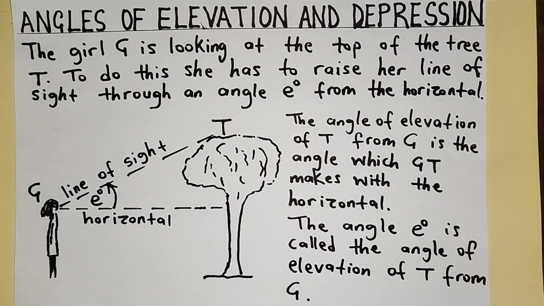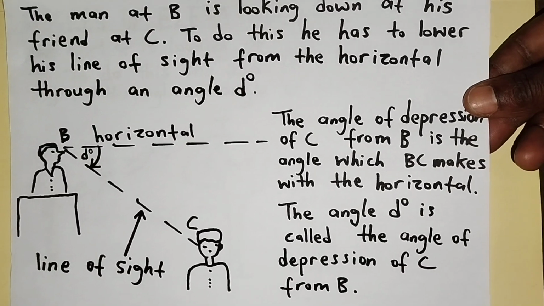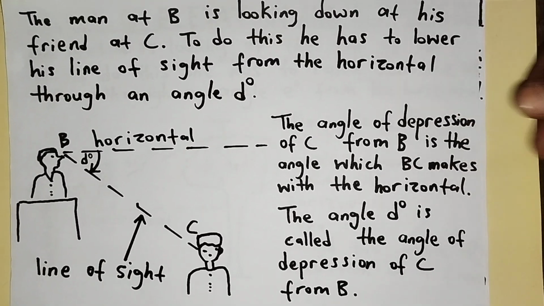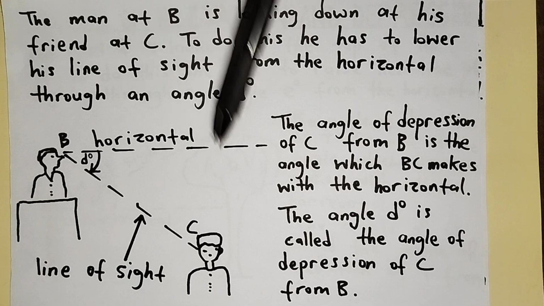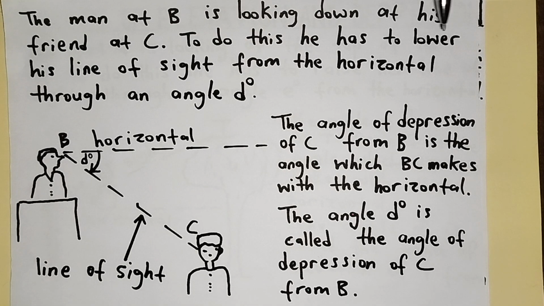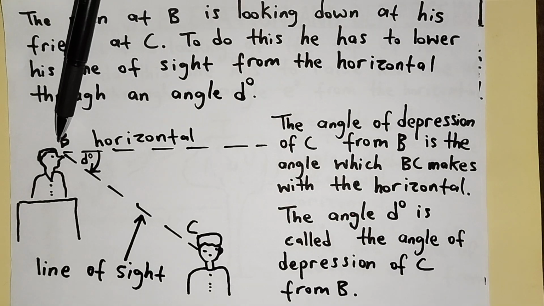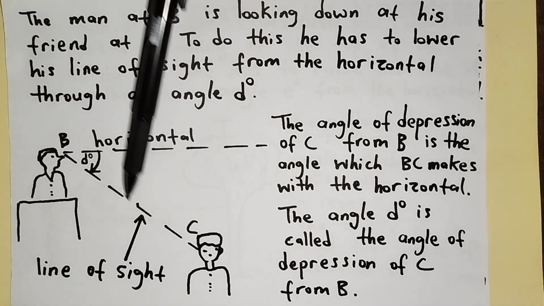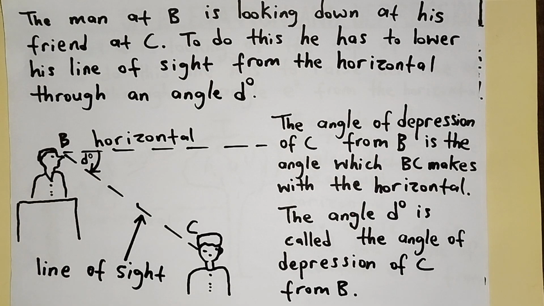Now let me explain the angle of depression. Let me read here. The man at B, this one, is looking down at his friend at C. To do this, he has to lower his line of sight from the horizontal through an angle D degrees. So this is our horizontal, and he has to lower his line of sight so that it comes here, and in the process making an angle of D degrees between the horizontal and the line of sight.